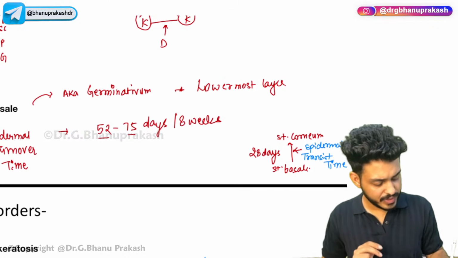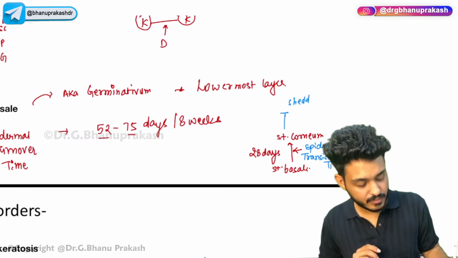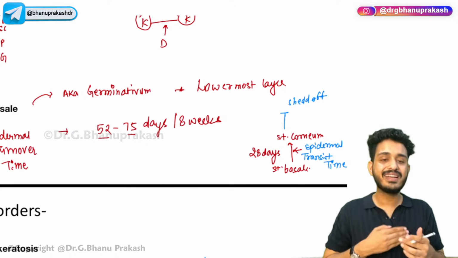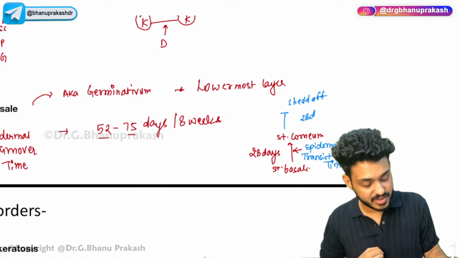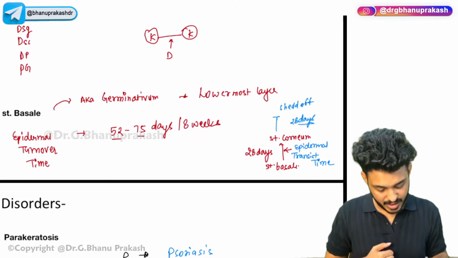Then what will happen from this stratum corneum? It will be shed off to the environment, and that would again take how many days? That is 28 days. Done with this.